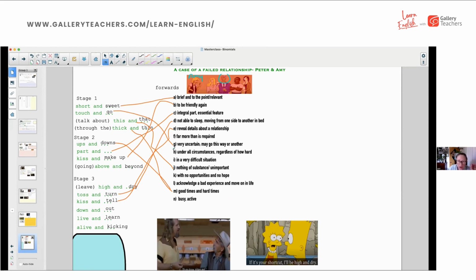Not age. Remember, Peter was going above and beyond to make Amy happy. Above and beyond means doing more than is required of you. So if you go above and beyond to do something, it means that you don't even have to do it. You do it because you want to make someone happy.